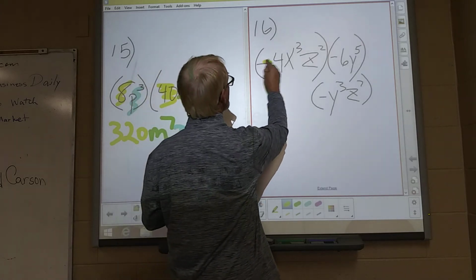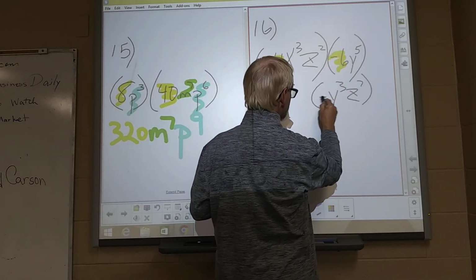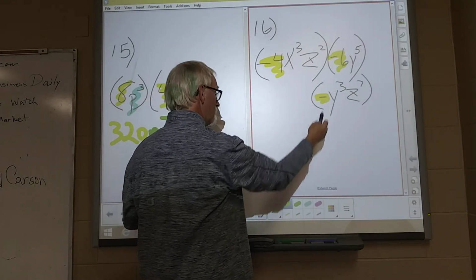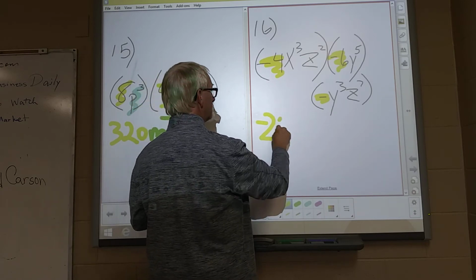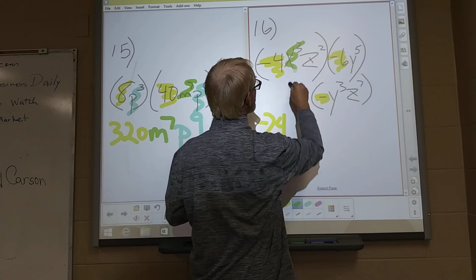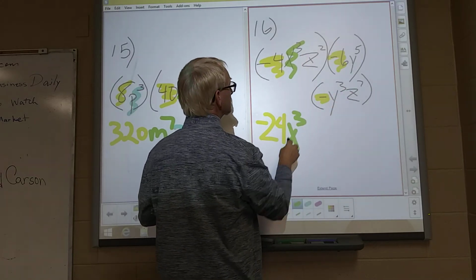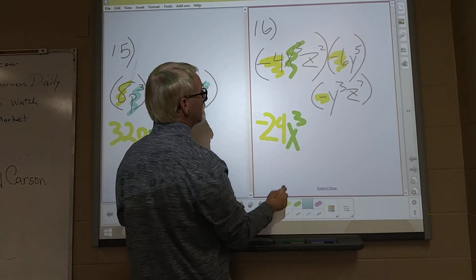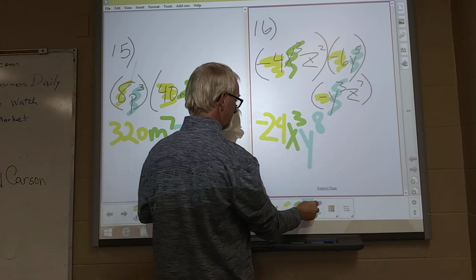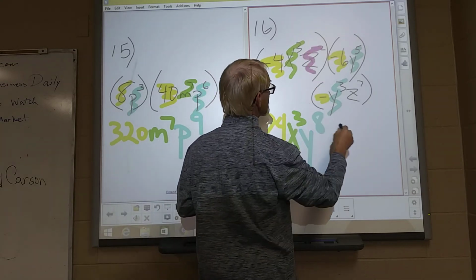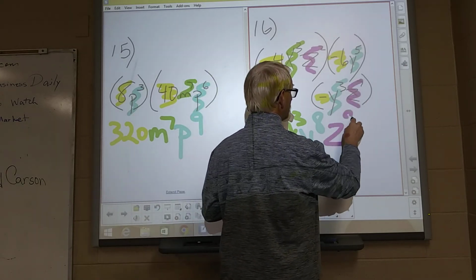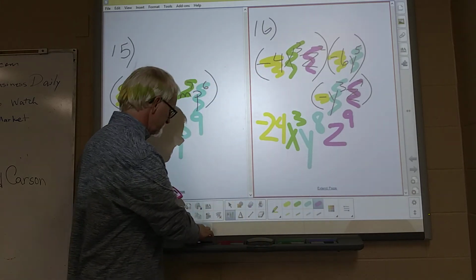So negative 4 times negative 6 times negative, don't forget, negative 1. Negative 4 times negative 6 is positive 24, times negative 1 is negative 24. Then the x is x to the third, since we don't have any other x's. Then y to the fifth times y to the third: 5 plus 3 is 8, y to the 8th. And then z to the second times z to the seventh: 2 plus 7 is 9, z to the 9th. And those are your examples today.